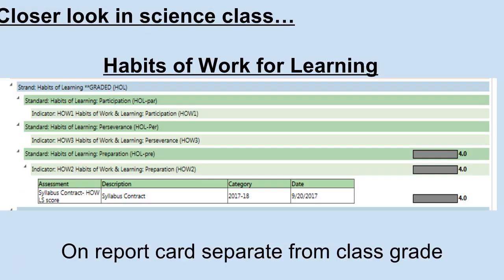In terms of habits of work for learning, these are skills and dispositions that are essential to the learning process, but do not provide evidence of what a student knows or can do in relation to content standards. We will be assessing student habits of work for learning in three key categories: participation, perseverance, and preparation. This tracked performance is not a part of a student's grade in a class and is found in a separate part of the report card.